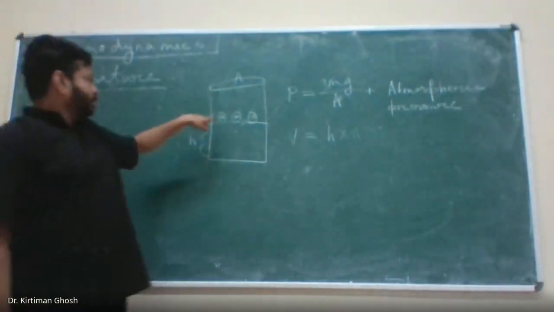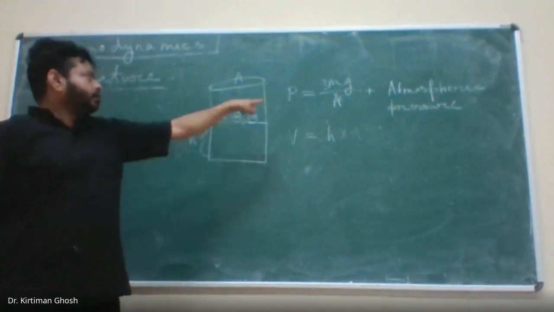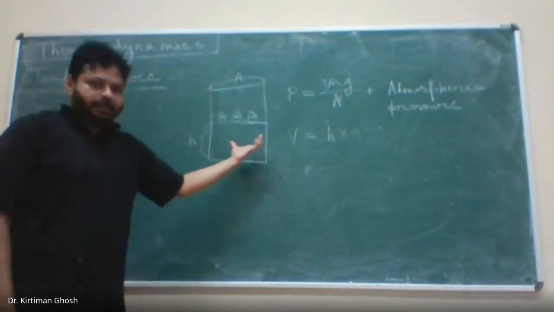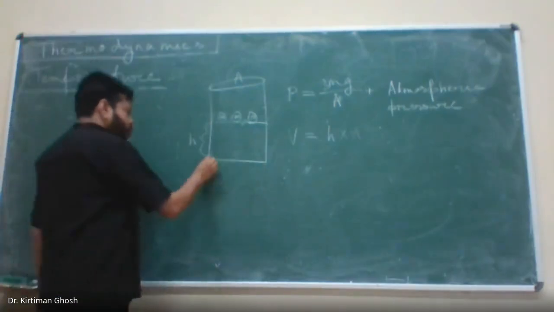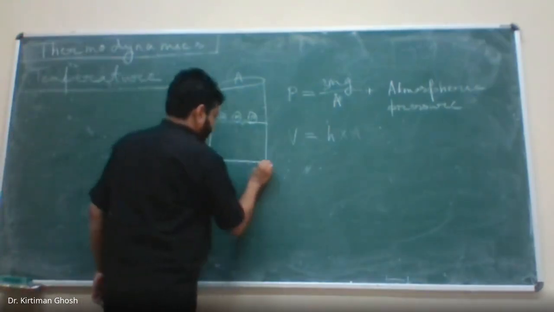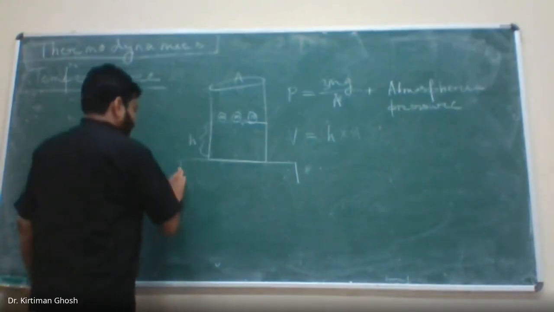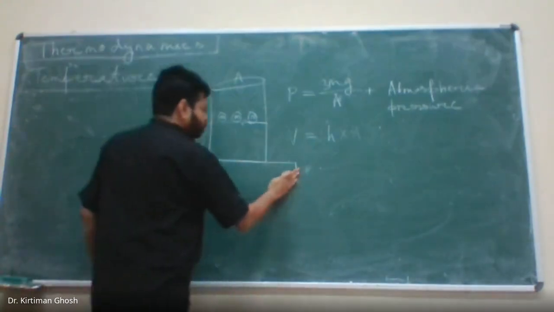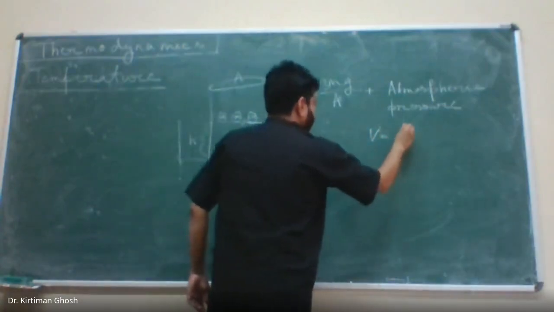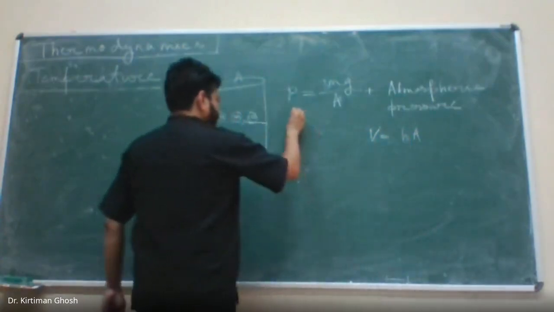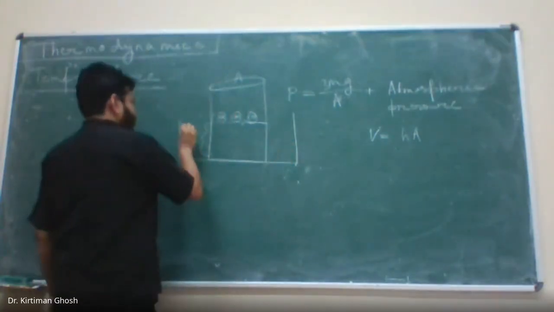Since this piston always has three masses on it, the setup is such that the pressure cannot change. Now, let us assume V equals HA, and I put this cylinder inside some ice water.